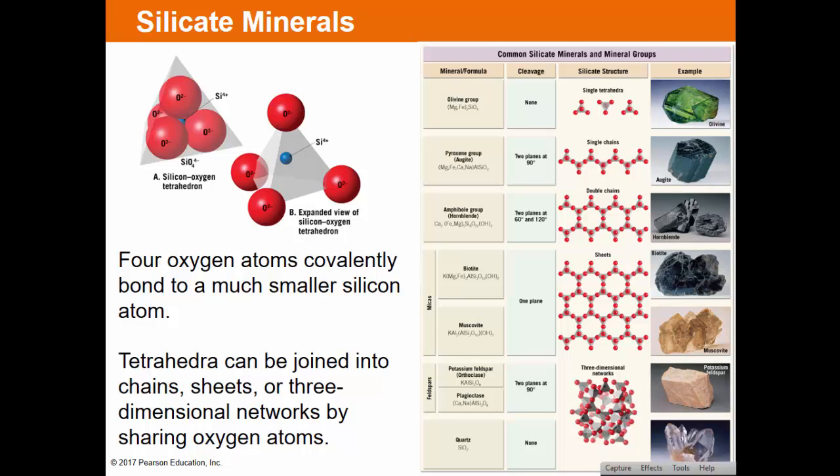So 4 oxygen atoms covalently share electrons with the much smaller silicon atom. And then because you have 4 oxygen atoms with a -2, that's -8, and the silicon has a +4, the overall charge of that tetrahedron is -4, and that allows that tetrahedron to very easily ionically bond to lots of other elements, and that's how you get those silicate groups. The tetrahedra themselves can also be joined into chains, as you can see with the pyroxene, sheets, as we can see with the amphibole or the biotites, the muscovites, and then you can also have much more complex three-dimensional networks.